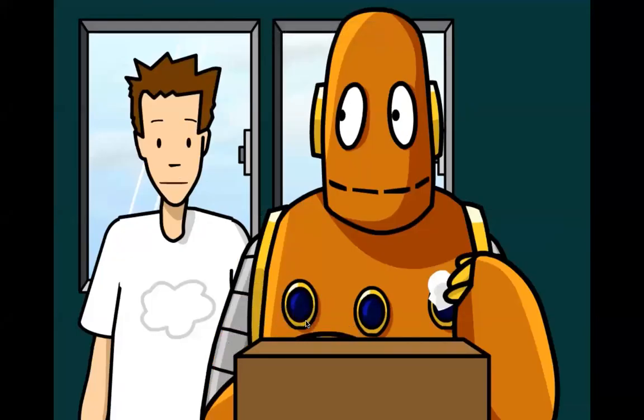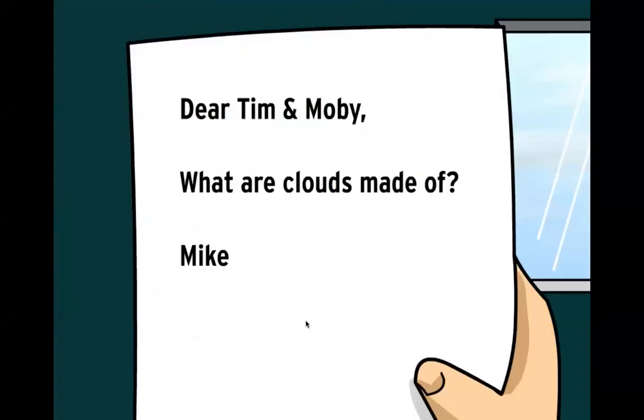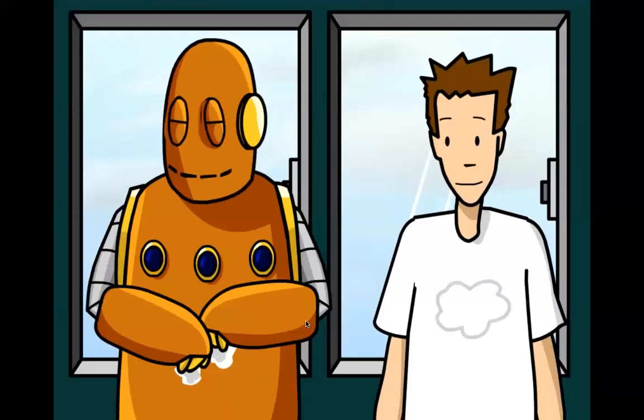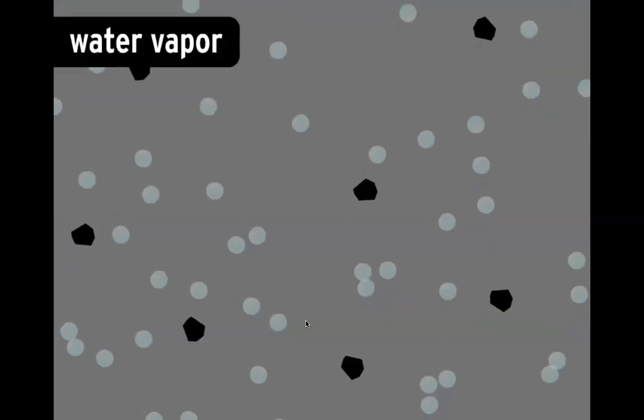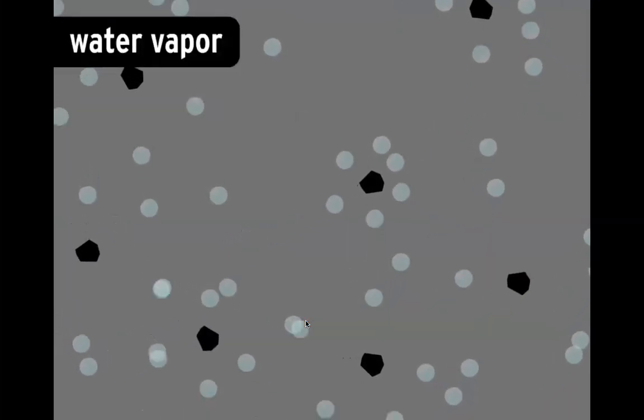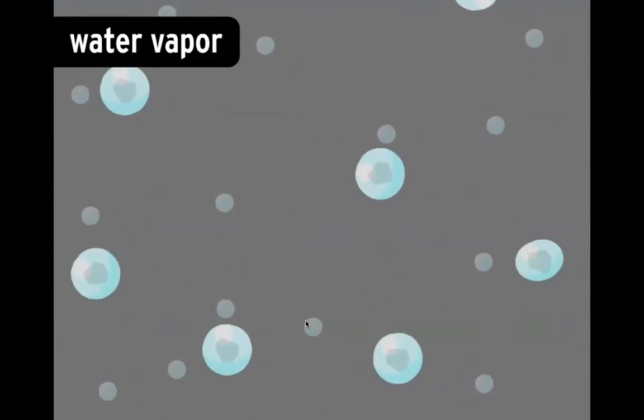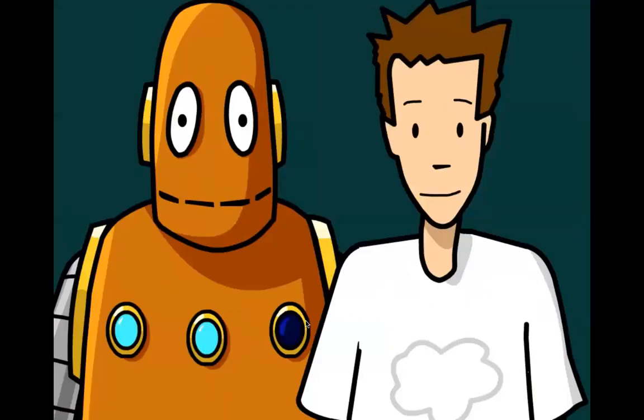Hey, cool. Are those supposed to be clouds? Dear Tim and Moby, what are clouds made of? From Mike. Well, real clouds aren't made of cotton. The air around us is full of water vapor. When that water vapor cools, it condenses around particles of dust and smoke to make tiny water droplets. Clouds form when millions of these water droplets gather together.